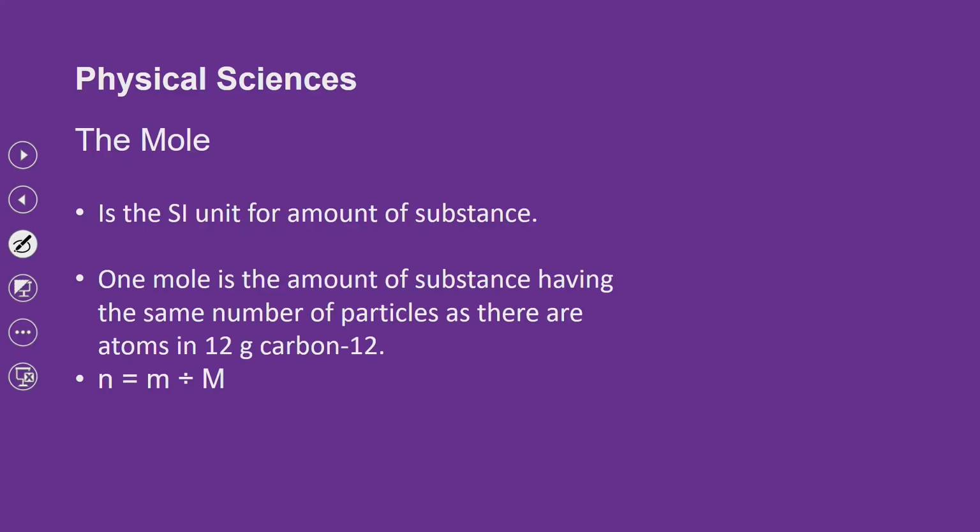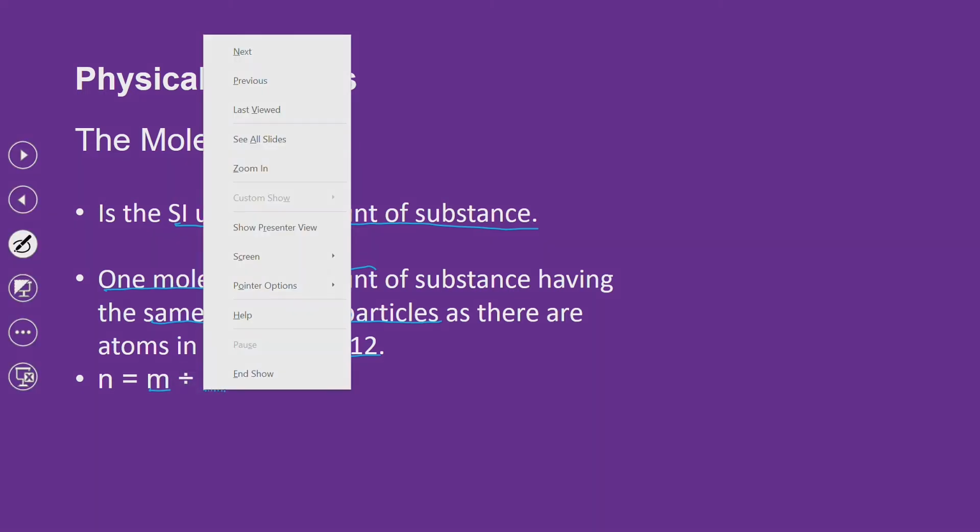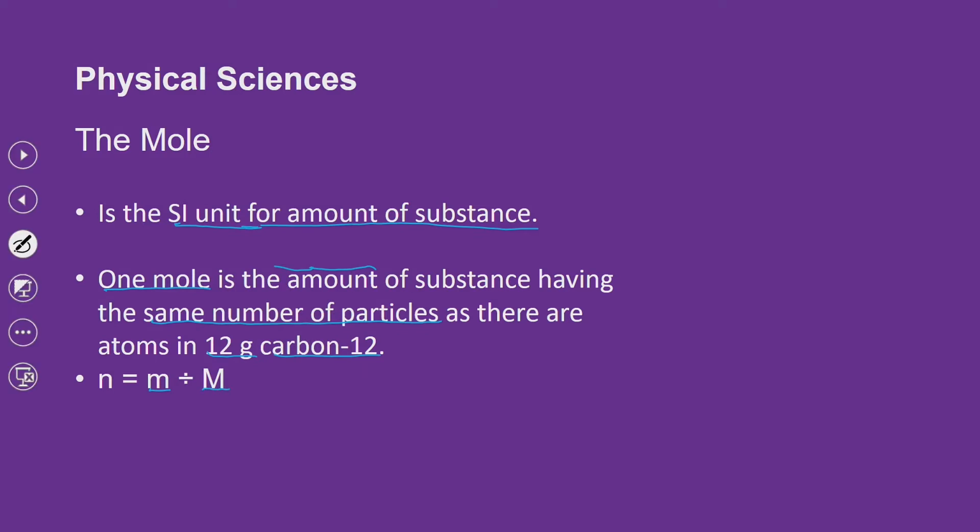So the mole is defined as the SI unit for the amount of substance. So similar to kilograms, meters per second, the mole is also just an SI unit. Now what exactly is the mole? So 1 mole is the amount of substance having the same number of particles as there are in 12 grams of carbon 12. So the number of moles is calculated as the mass divided by the molar mass.